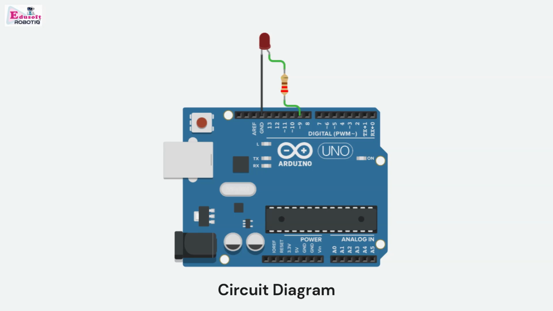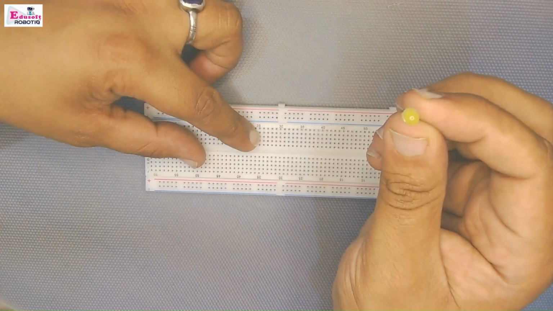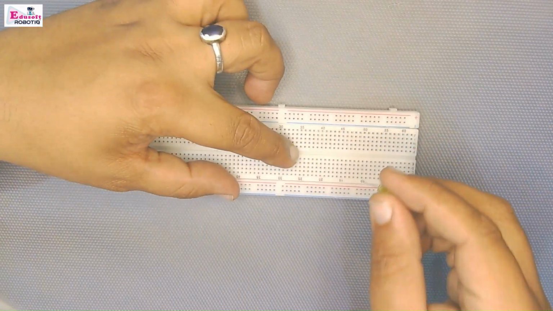So, let's start building. Step 1. Insert an LED on the breadboard.